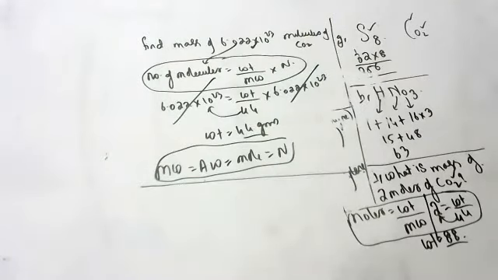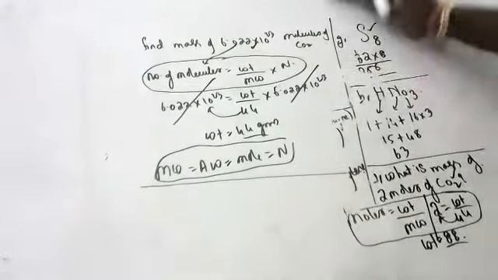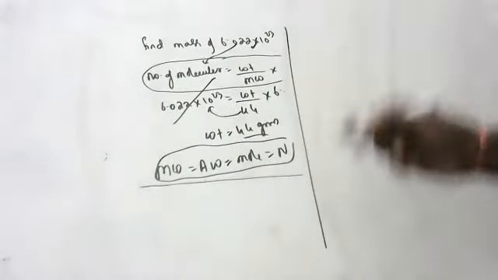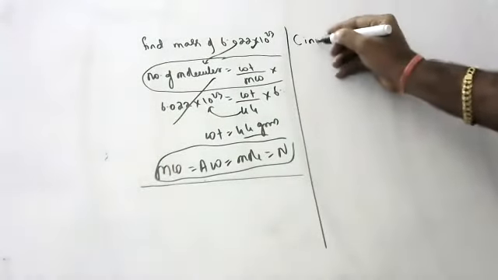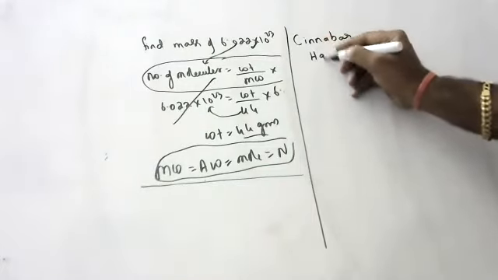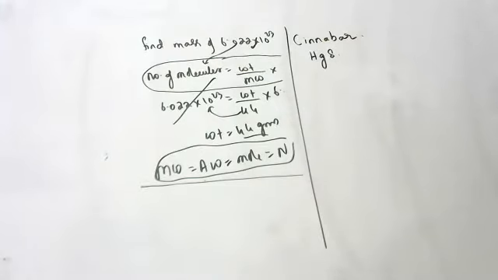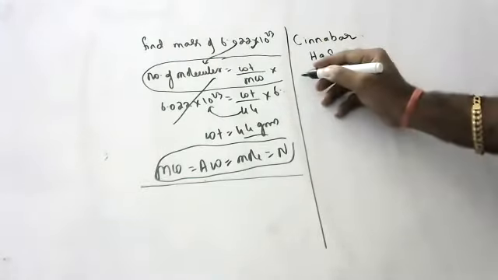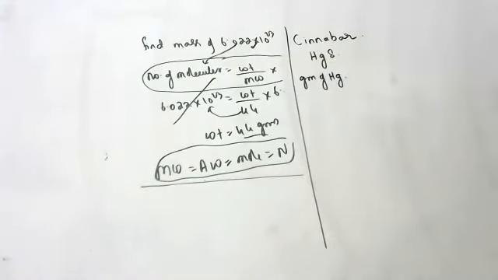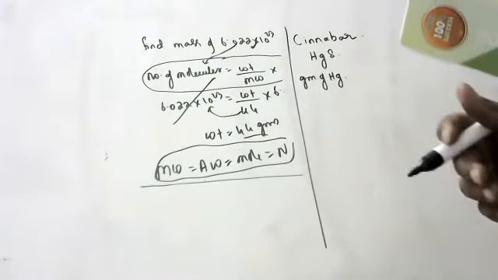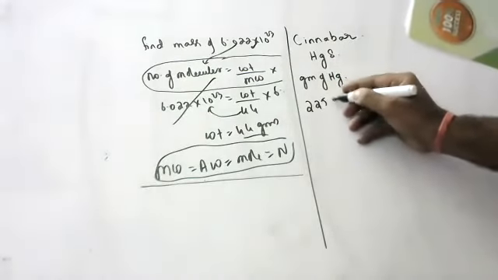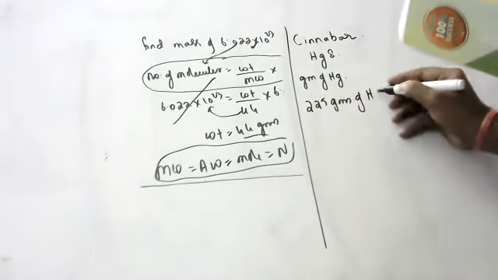So the question is like this, children. I will write the question. If you know anyone, tell, children. Very, very easy question. Can anyone tell what is the formula of cinnabar? Cinnabar is HgS. Yes, it's the ore of mercury, children. How many grams of mercury is present in 225 grams of cinnabar?